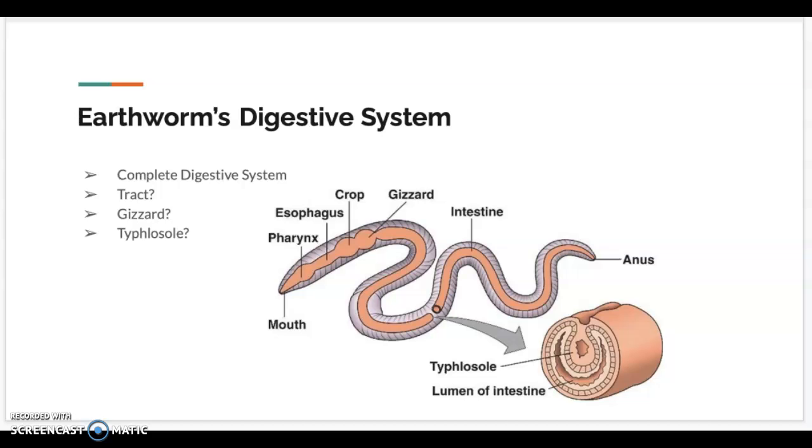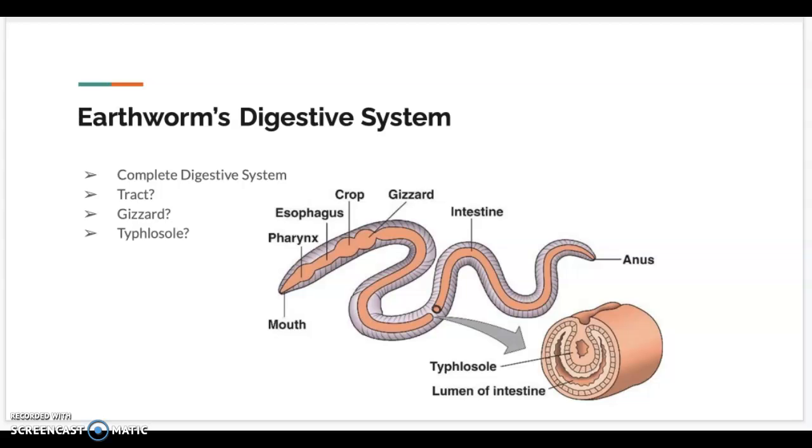After getting ground up in the gizzard, the nutrients pass through the typhlosole, which is an important part of the earthworm's digestive system since it increases the surface area of the worm, making it so that food is more efficiently absorbed and the worm is getting the necessary nutrients. The food then goes through the intestine, and any undigested leftover organic matter leaves the worm through the rectum and through the anus, which is the second opening in the organism.